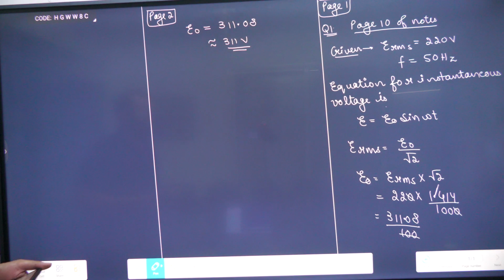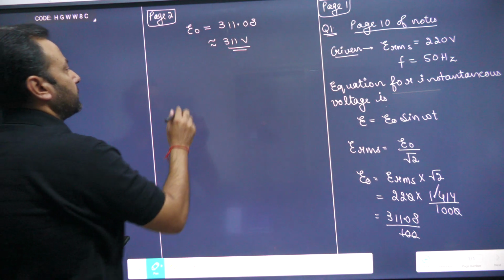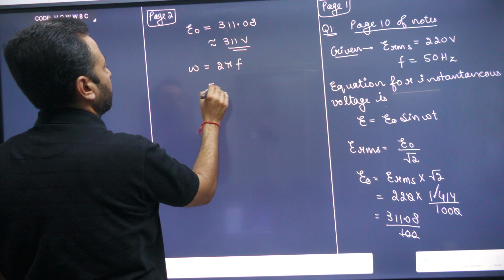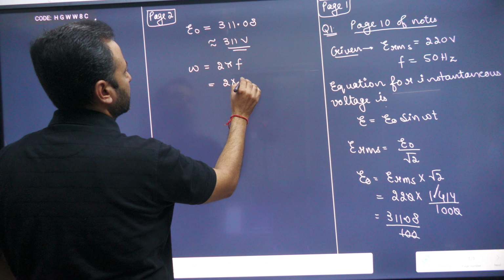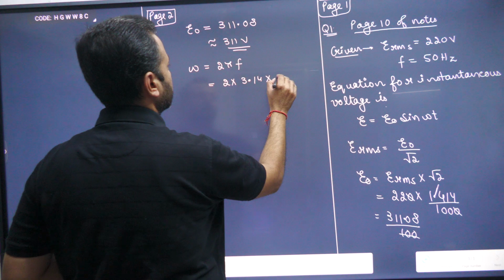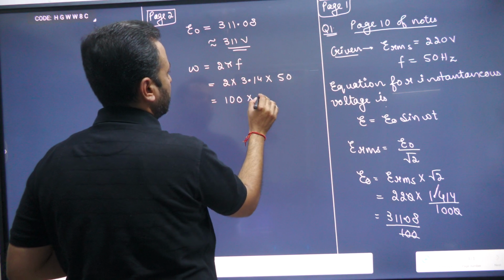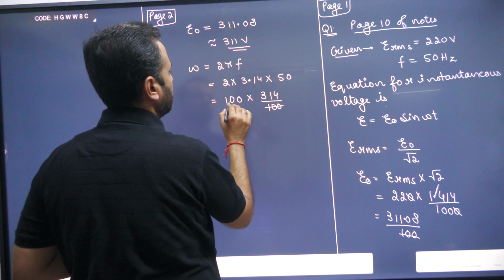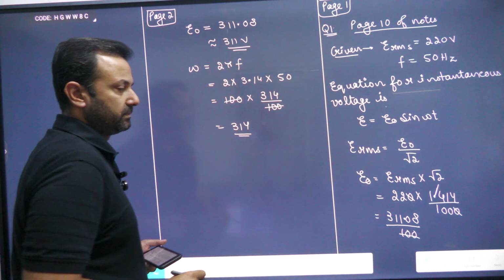Then we write omega t in terms of F. Omega is equal to 2 pi F. Now 2 multiplied by pi, which is 3.14, and F is 50. 50 twos are 100, multiplied by 3.14 means 314 upon 100. 100 will cancel out this 100. Then won't it just be sine 2 pi?